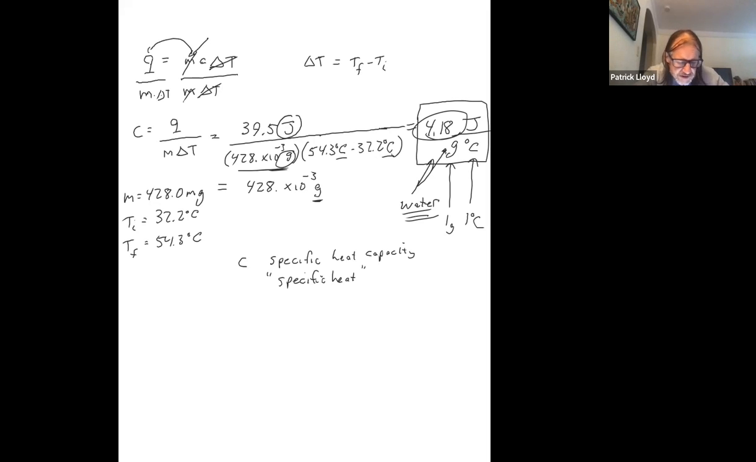So really what we're doing in this problem is we're taking a mass that they measured, temperatures that they measured, heat that they measured, and then figuring out how many joules of heat would be required to make 1 gram of this substance increase its temperature by 1 degree C. And that's called the specific heat capacity or just specific heat. Okay. Let's take a look at another one that is very similar.